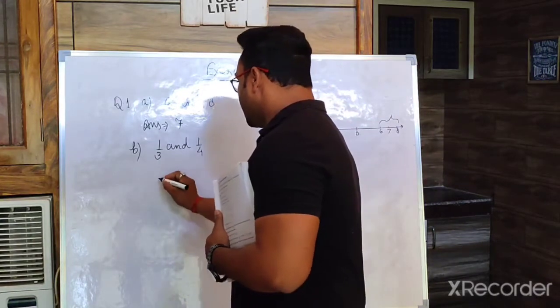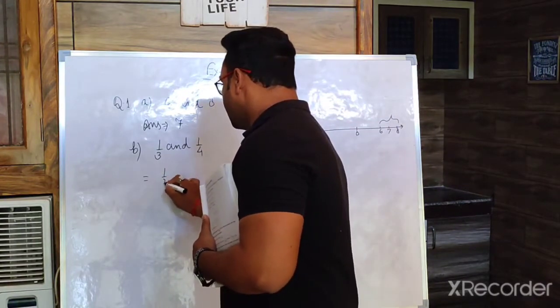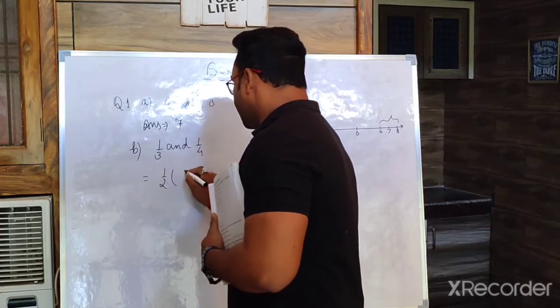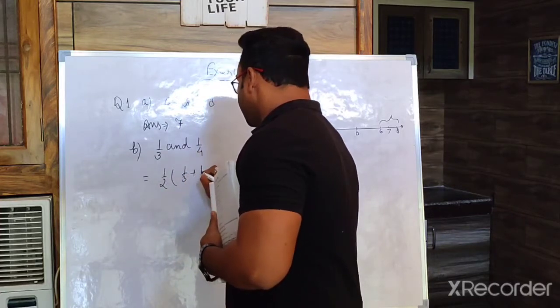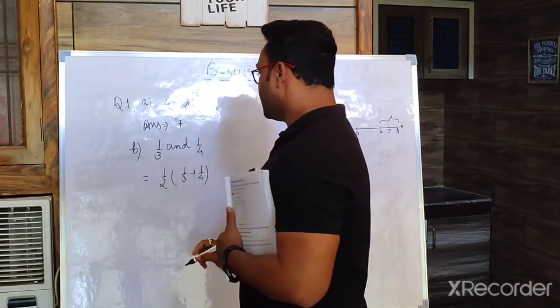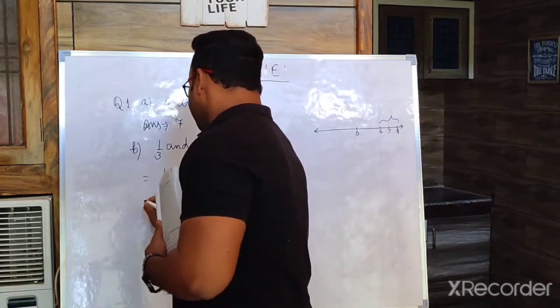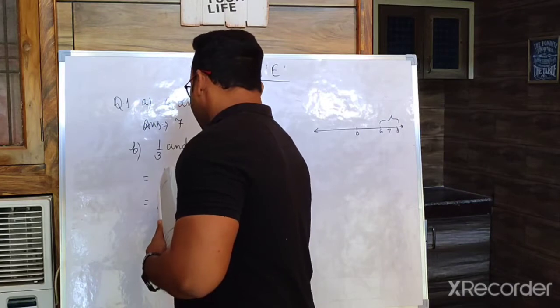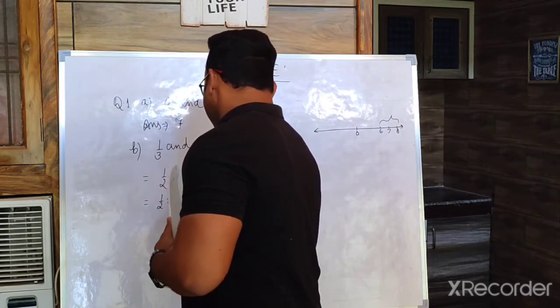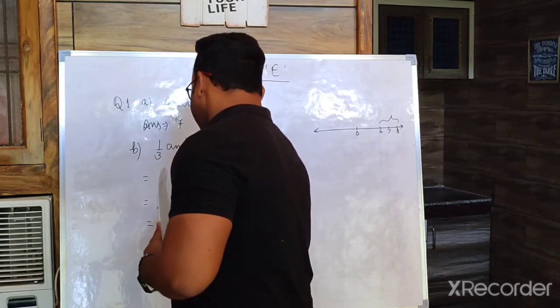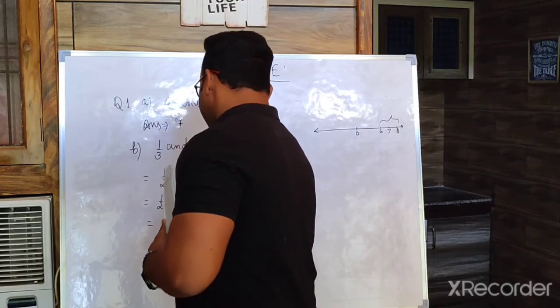So for the first one, you have to add and divide by 2. 1 by 3 plus 1 by 4. It is method number 1. So it will be 4 plus 3, 7 by 12. So 1 by 2 into 7 by 12. So this will be 7 upon 24.